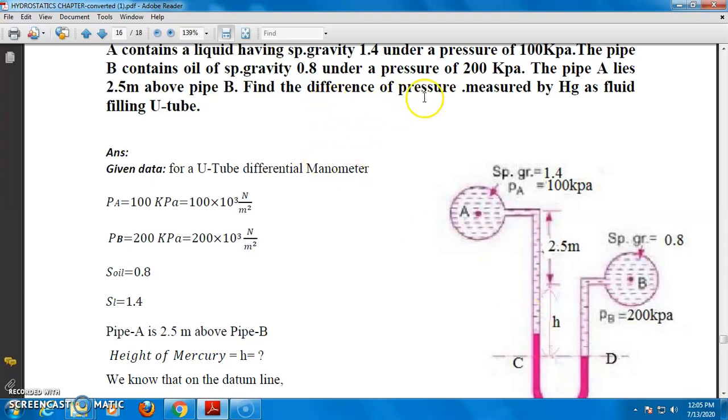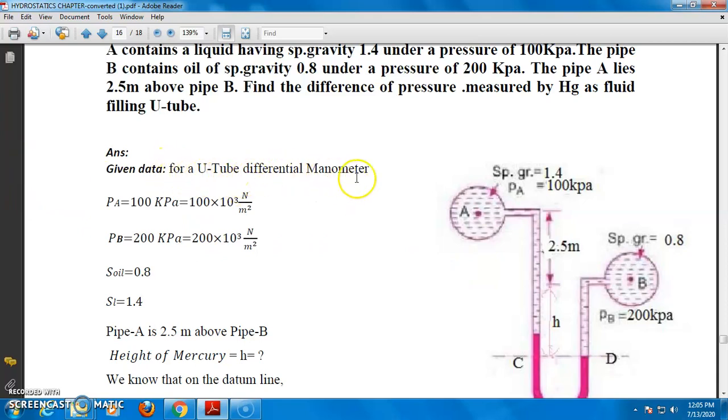Find the difference of pressure. Find the difference of pressure measured by mercury. So finding the difference of pressure means the difference of pressure measured by mercury. This height you have to calculate from here to here. So the question is given; now the data.